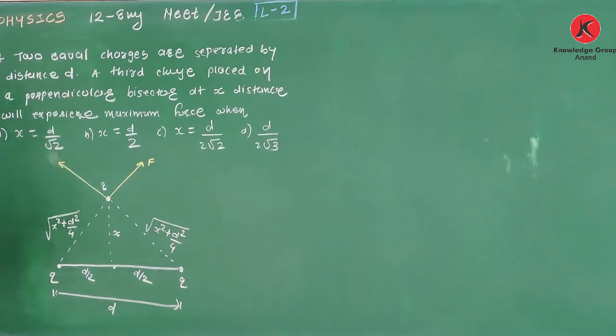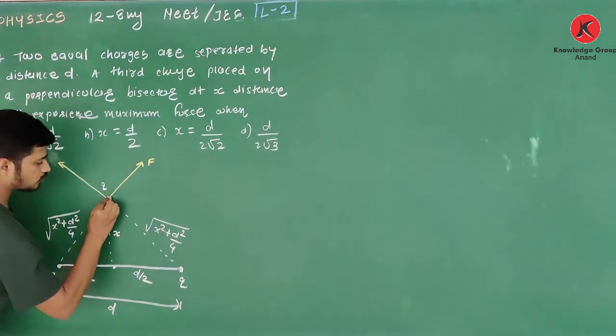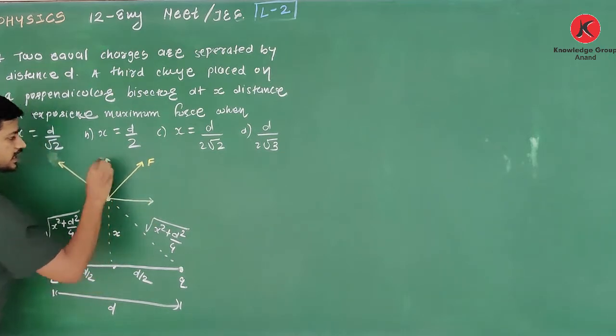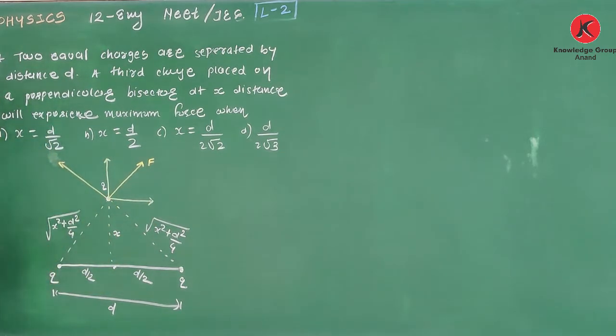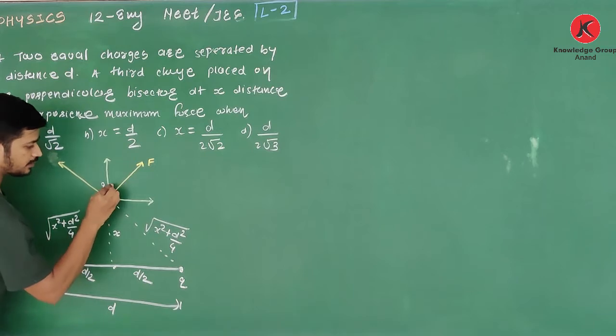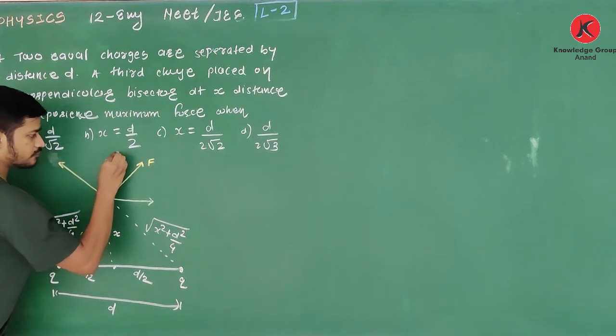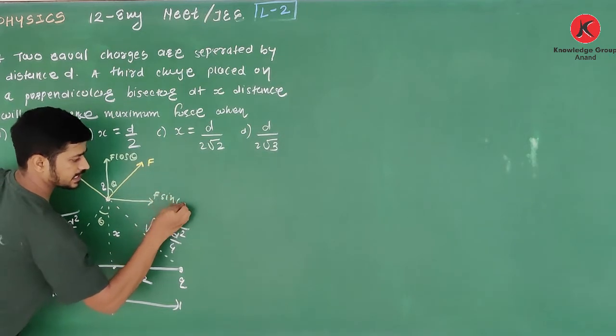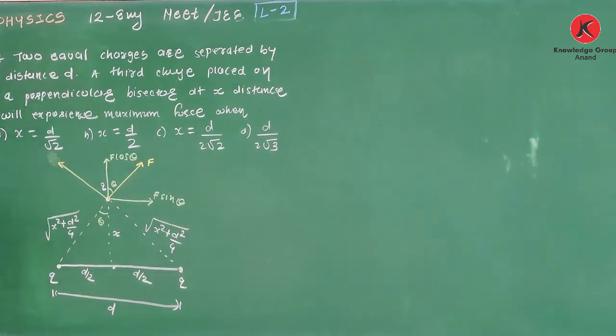See how to resolve these forces. First, for this force, the first component is in this direction, the second in this direction. To find the components we need the angle. I am assuming this angle is theta, so obviously this angle will become theta. So it is F cos theta and it is F sin theta. Simple? Yes, it is.